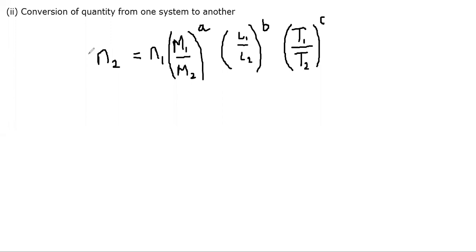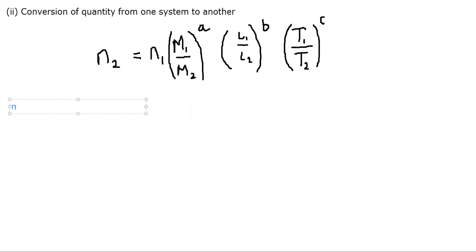So this is the formula: N2 equals N1 bracket M1 divided by M2 to the whole power A, L1 divided by L2 to the whole power B, T1 divided by T2 to the whole power C. Now, what do all these symbols mean? See, I will start with N1.